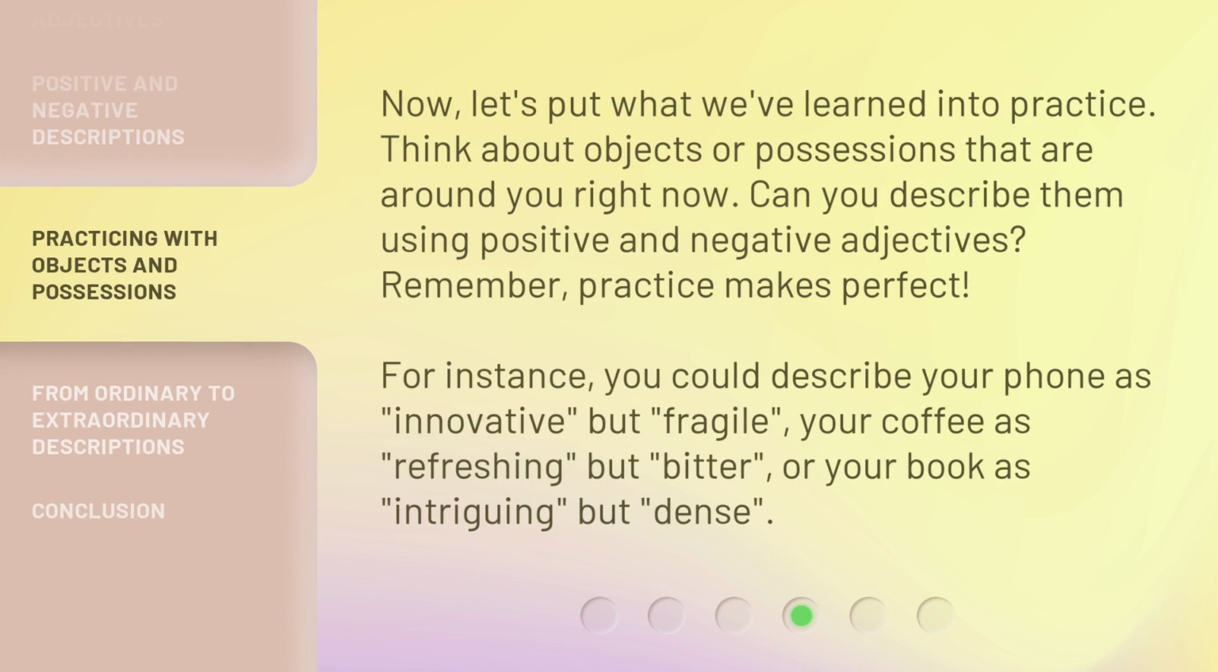Now, let's put what we've learned into practice. Think about objects or possessions that are around you right now. Can you describe them using positive and negative adjectives? Remember, practice makes perfect. For instance, you could describe your phone as innovative, but fragile, your coffee as refreshing, but bitter, or your book as intriguing, but dense.